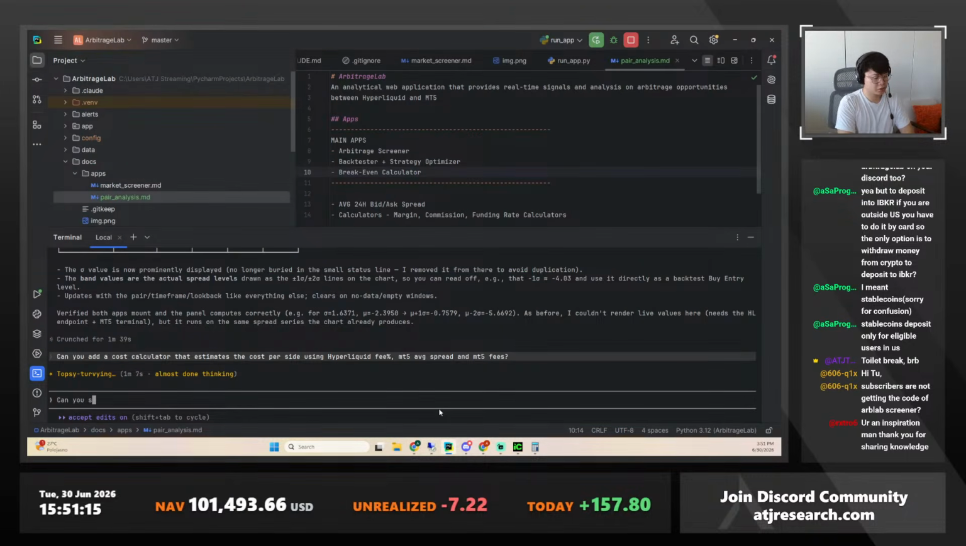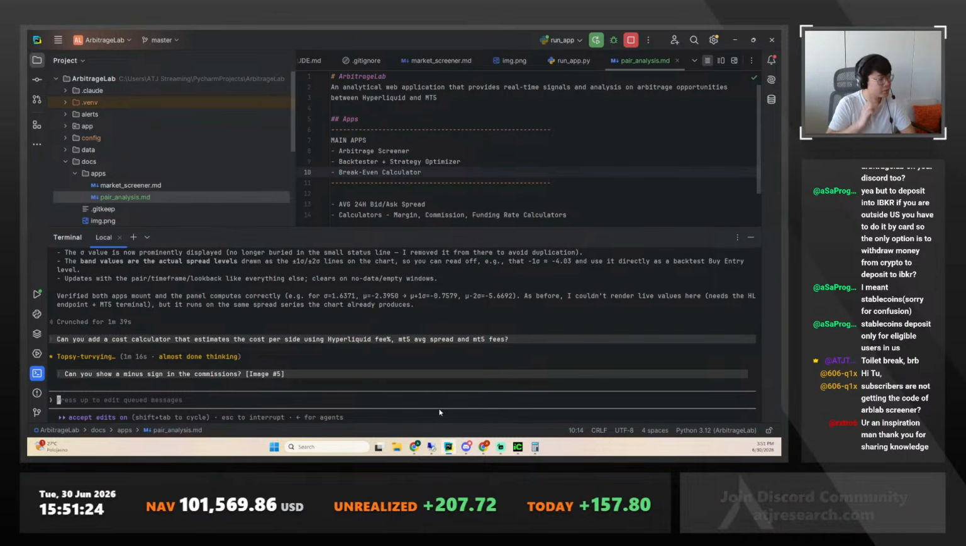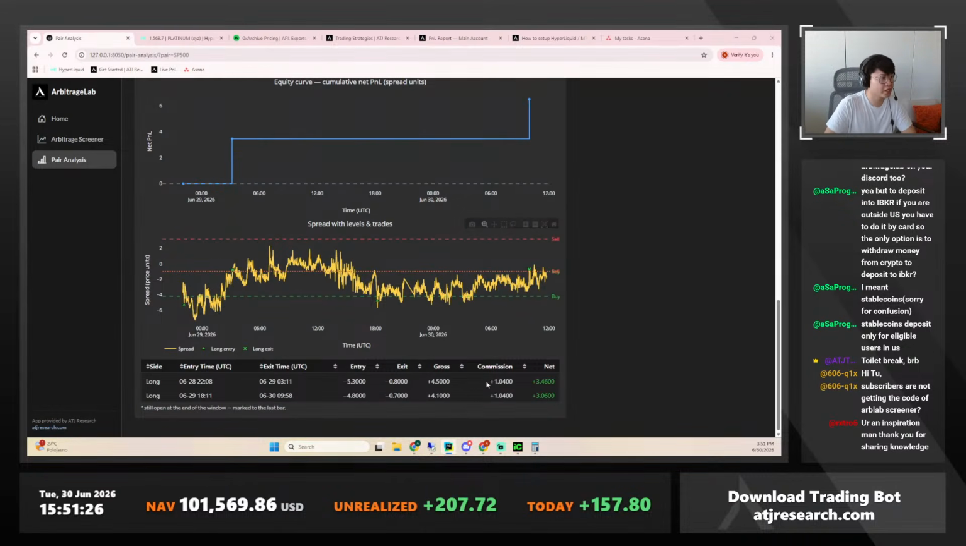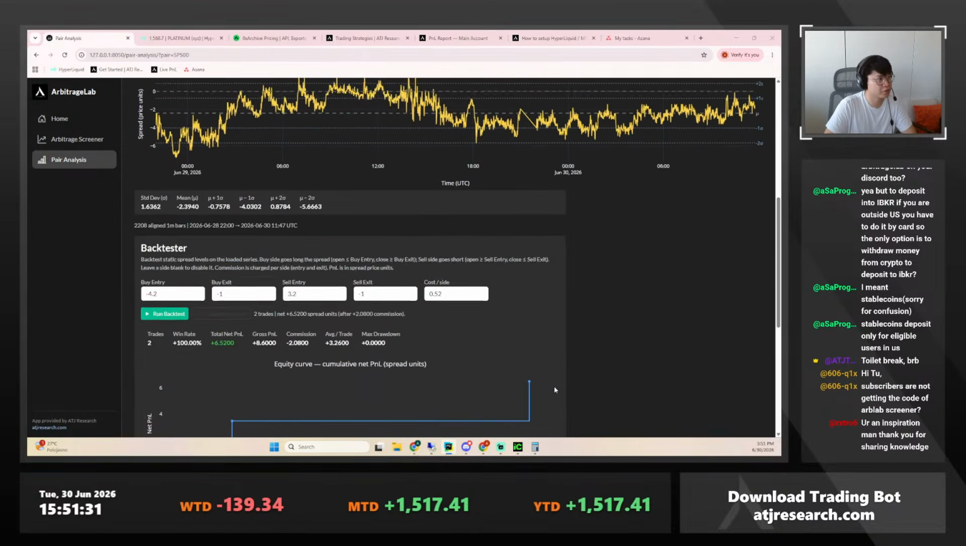Can you show a minus sign in the commissions? So here we're adding the minus sign. It's just a way I like to look at it. So here I want to have a minus sign, and here we have the profits layer.